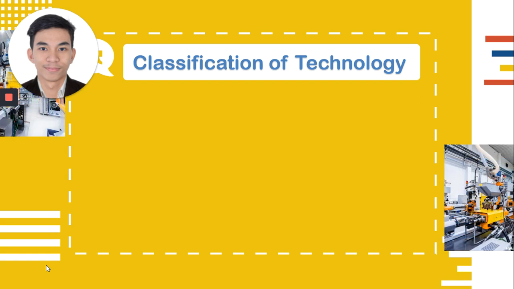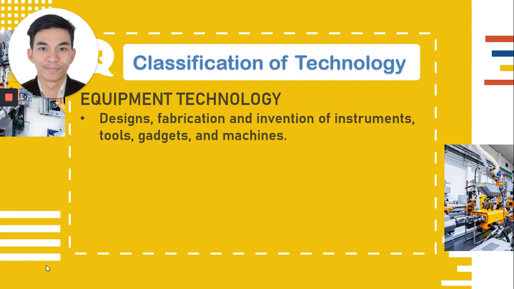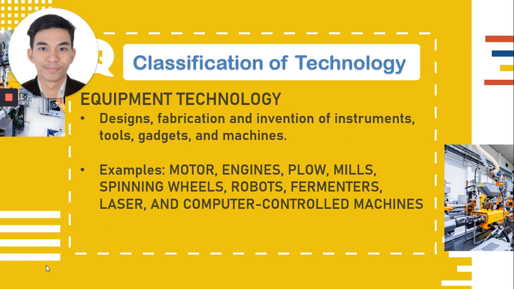Okay, next naman is the equipment technology. So this technology involves the design, fabrication, and invention of instrument, tools, gadgets, and machine. And some examples of this technology are the motors, engines, plow, mills, spinning wheels, robot, fermenters, laser, and computer-controlled machine. So kumbaga, itong equipment technology is related to creation of products or goods.